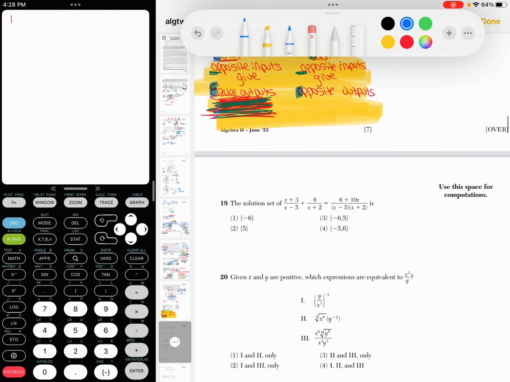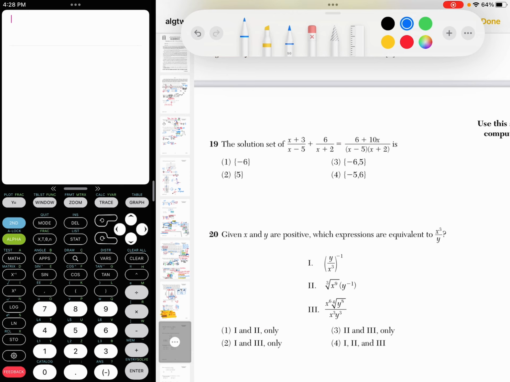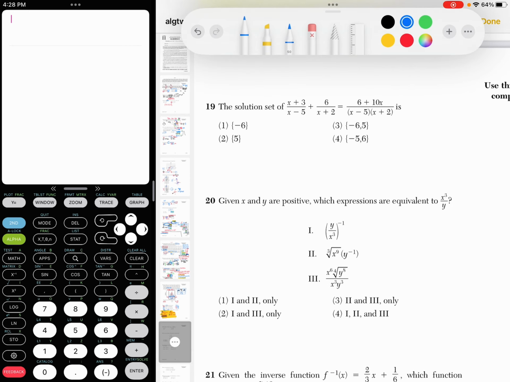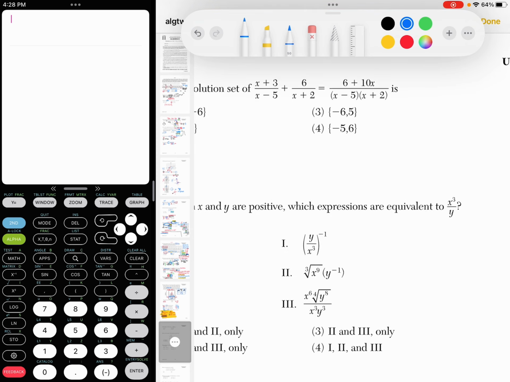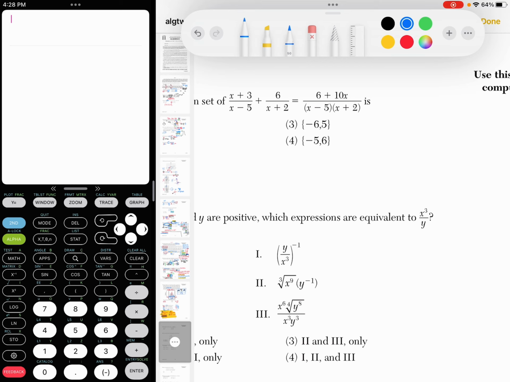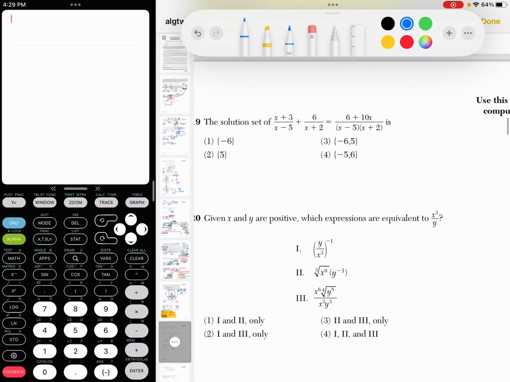Okay, off we go. Number 19. Okay, 19. I love when they put this on a part 1. It's like a multiple choice question. It says the solution set of blah is. So when you're solving a fractional equation like this on a question that is a part 2, 3, 4, where you have to show all of your work, of course you would have to solve it. I will go through that process with you.